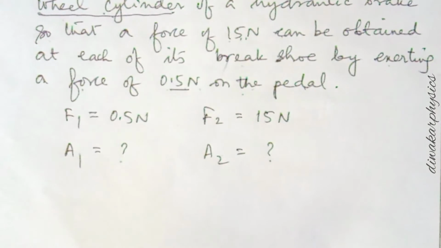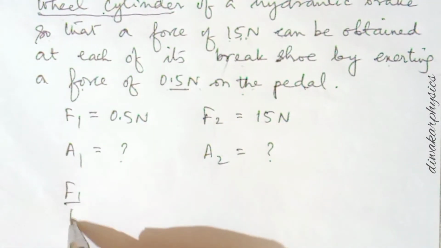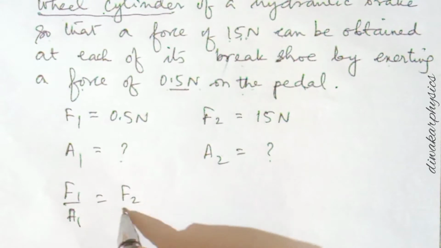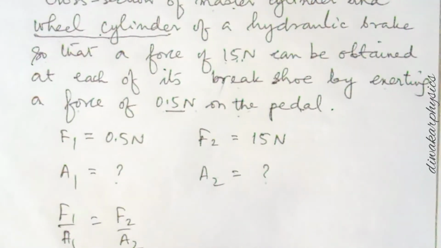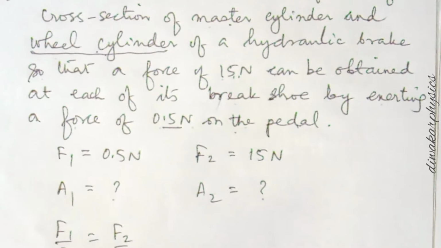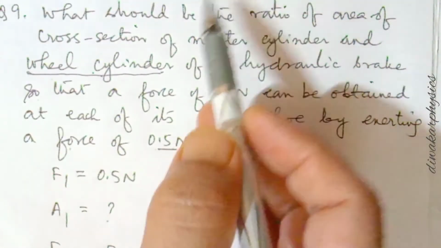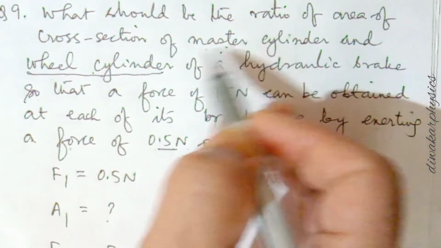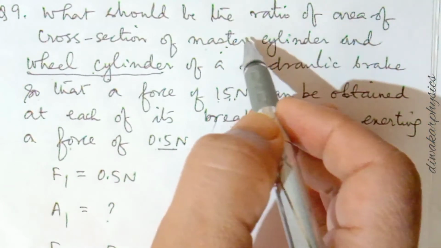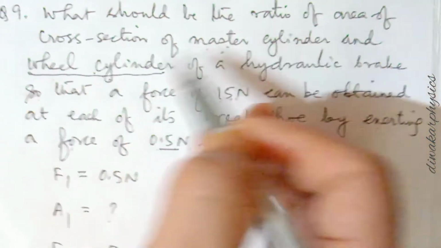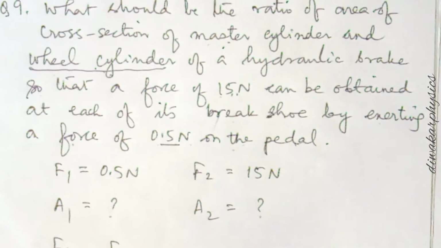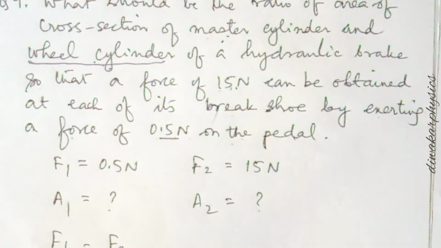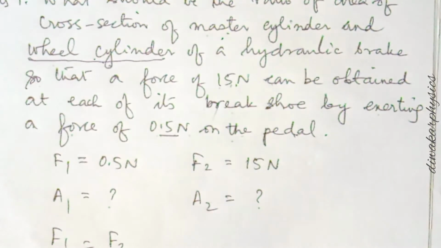Now which formula will you use? F1 by A1 is equal to F2 by A2, and you have to find the ratio. So ratio of area of master cylinder and wheel cylinder. So first master cylinder is written in the question. You see, ratio of area of master cylinder and wheel cylinder. So you also have to write master cylinder first. So which one is master cylinder? A1 or A2? Where is the force acting?